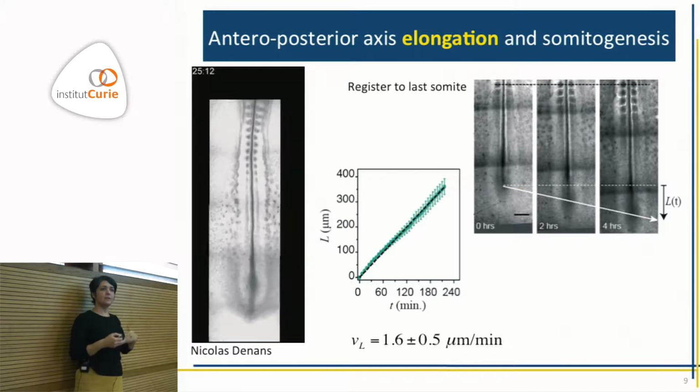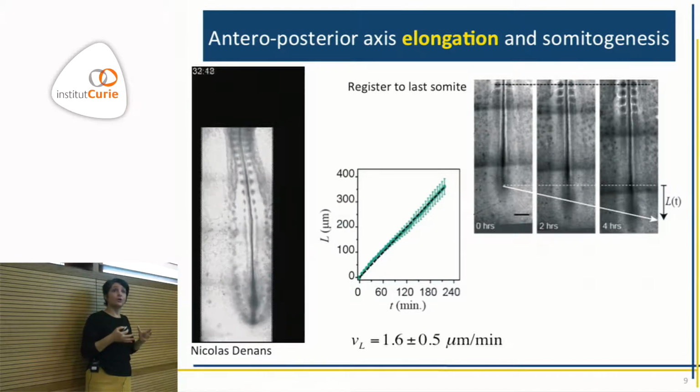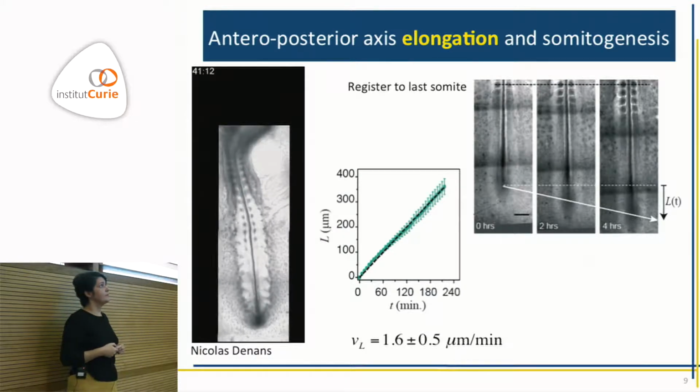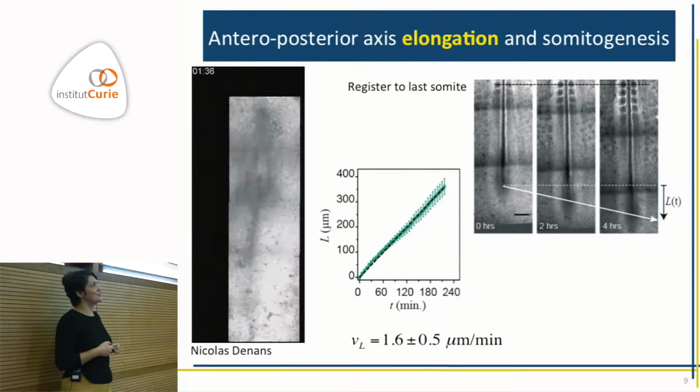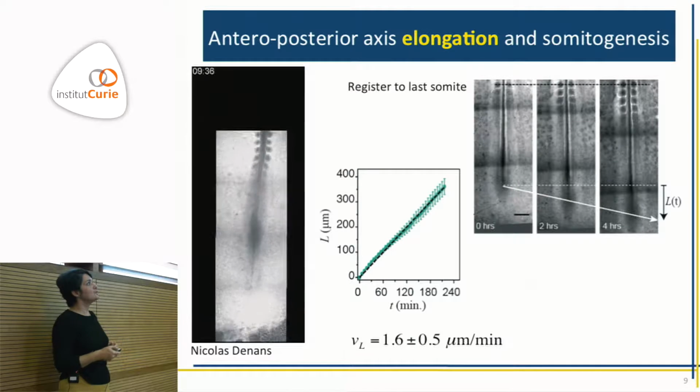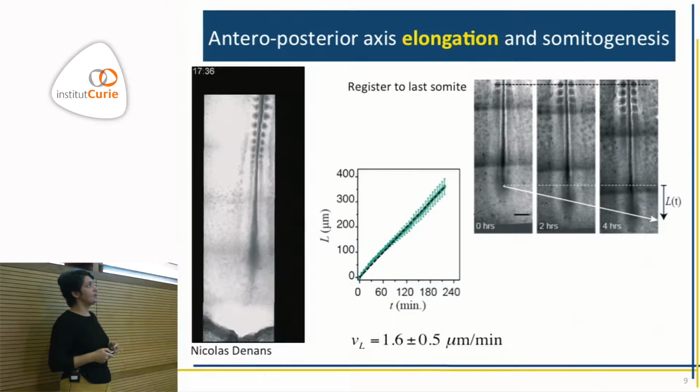The elongation stops, and we don't have any more growth in the vertical direction. Okay? So this way we characterize our elongation.